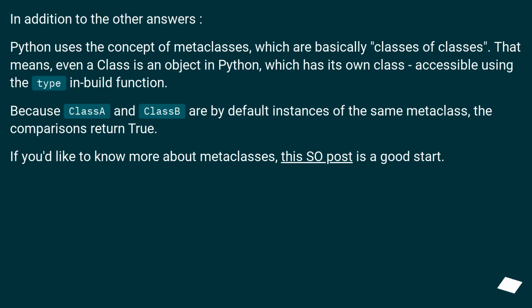In addition to the other answers, Python uses the concept of metaclasses, which are basically classes of classes. That means, even a class is an object in Python, which has its own class, accessible using the type built-in function. Because class A and class B are by default instances of the same metaclass, the comparisons return true. If you'd like to know more about metaclasses, this SO post is a good start.